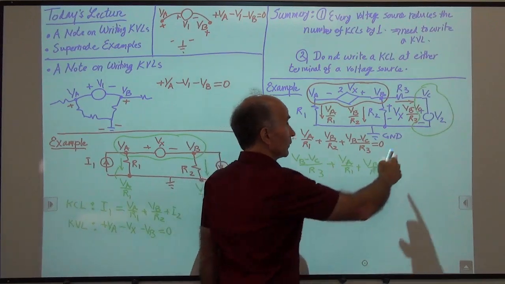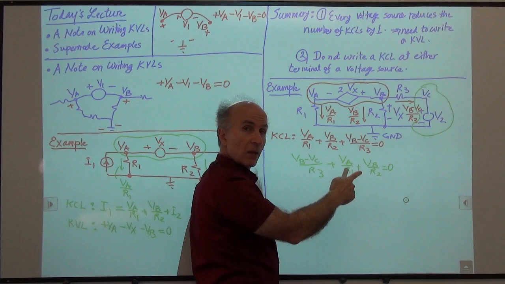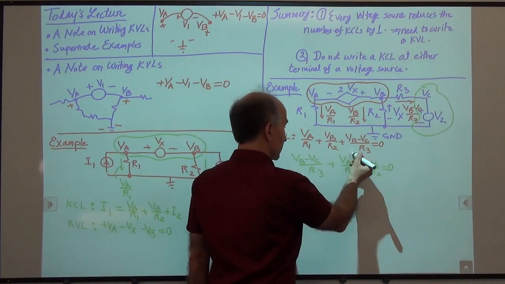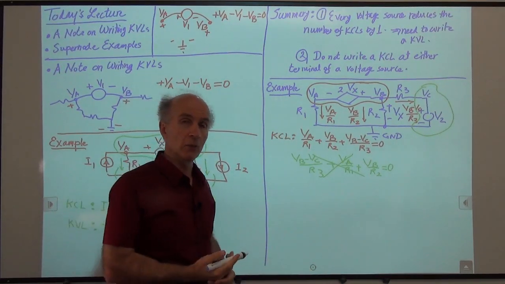So if a voltage source is connected from one of our nodes to the ground, then for that voltage source, we do not create a supernode. Okay, so let's just get rid of that altogether because it doesn't give us any new information.